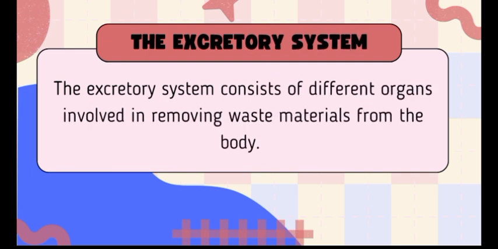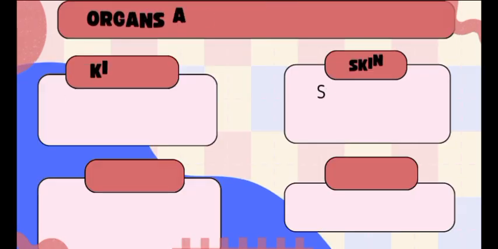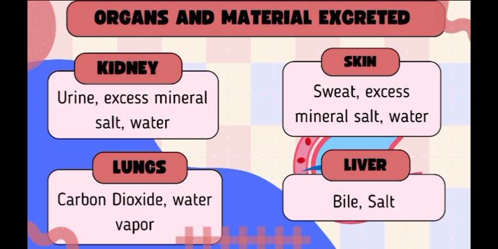So the excretory system consists of different organs involved in removing waste products of metabolism from the body. There are many organs that make up the excretory system, and these organs are four, but today we are going to limit ourselves to the description of the kidney. The four organs are the kidney, the lungs, the skin, and the liver. The kidney excretes urine, excess mineral salts, and water. The lungs excrete carbon dioxide and water vapor. The skin excretes sweat, excess mineral salt, and water, while the liver excretes bile and salt.